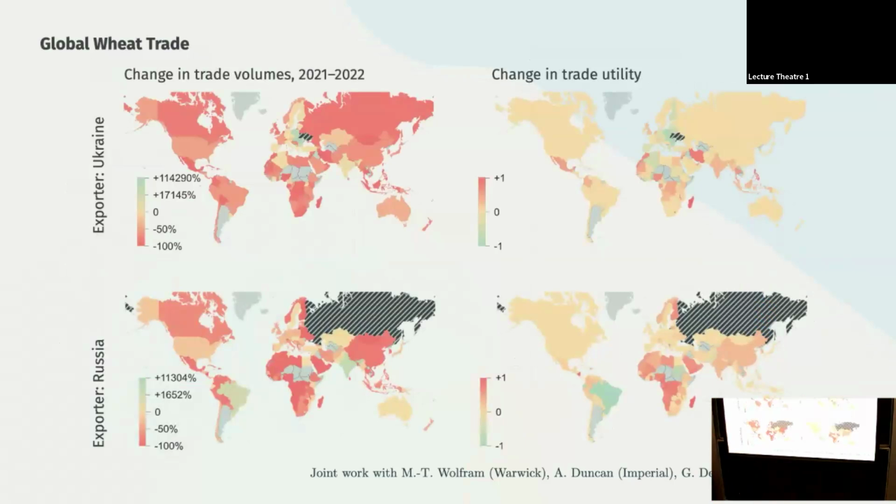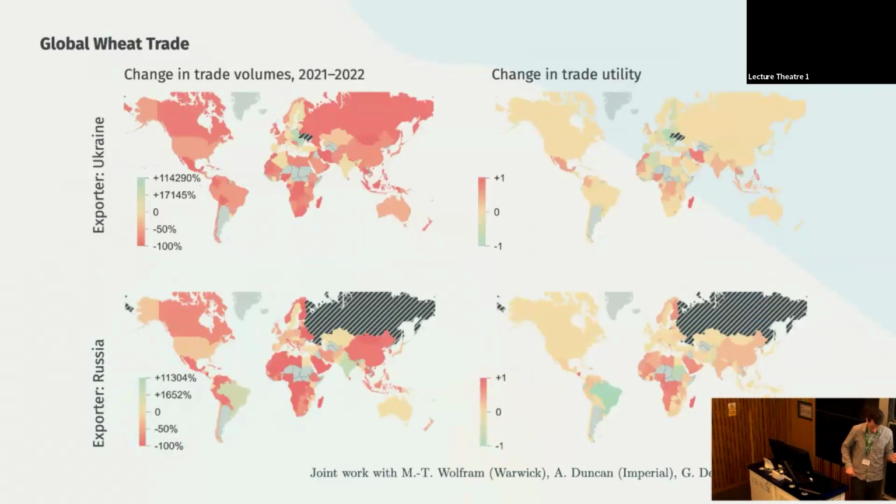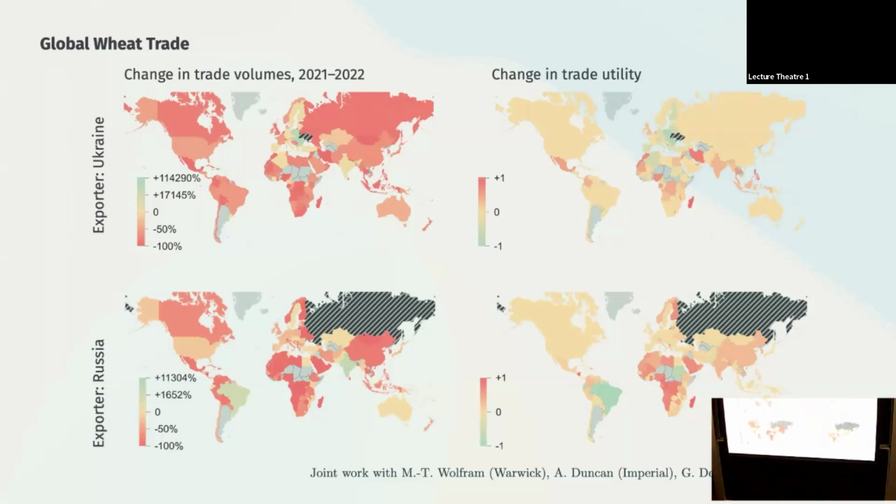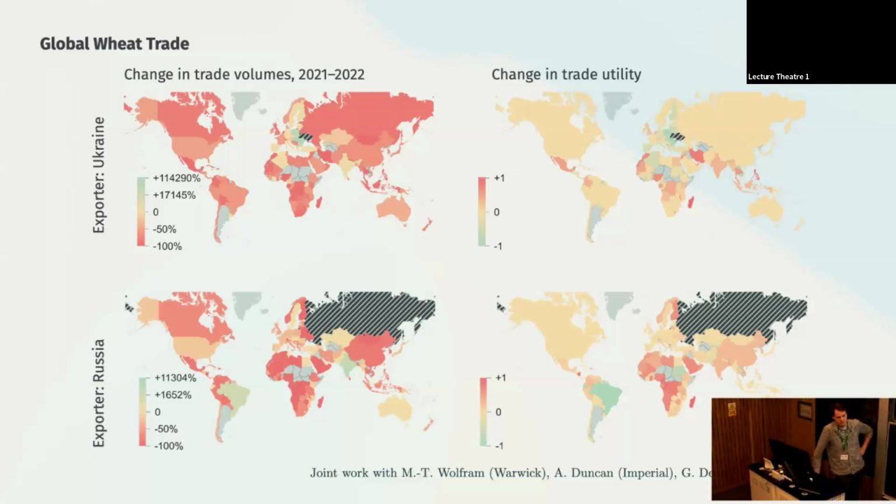One other example that I wanted to show, just because the results are interesting, I think, is global wheat trade. This is the change in trade volumes from 2021 to 2022 as a consequence of the war in Ukraine. So Russia and Ukraine are major wheat producing and exporting countries. Russia is the world's largest exporter, and I think Ukraine is fifth largest. And obviously the war had huge consequences. It was incredibly disruptive to global wheat trade because the exporting routes through the Black Sea were basically cut.